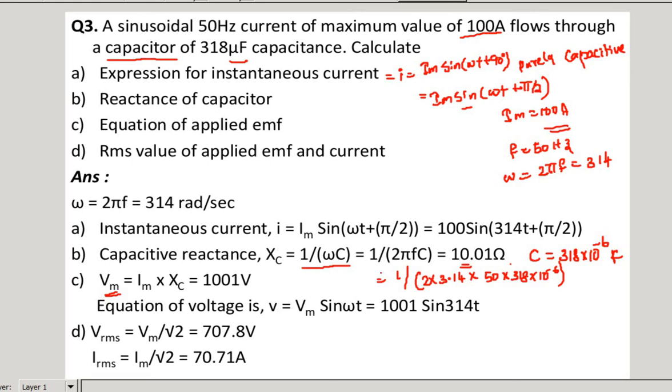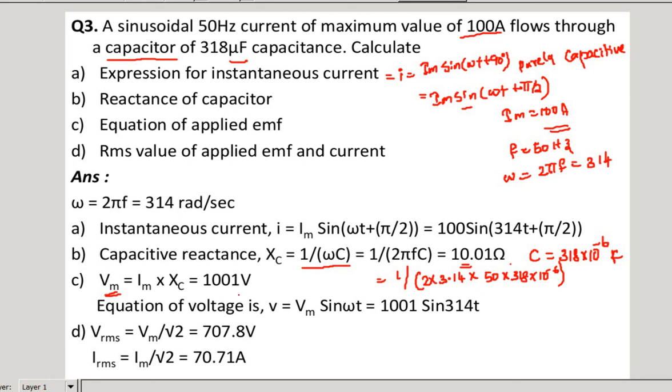Here we are only taking the magnitude. Since we are taking the magnitude, we can directly write Xc is equal to 1 by omega c, and that is equal to 10.01 ohms. So, when getting the value of Xc, we can calculate the maximum value of applied input voltage, Vm is equal to Im into Xc. Maximum value of input voltage is equal to maximum value of current into capacitive reactance.